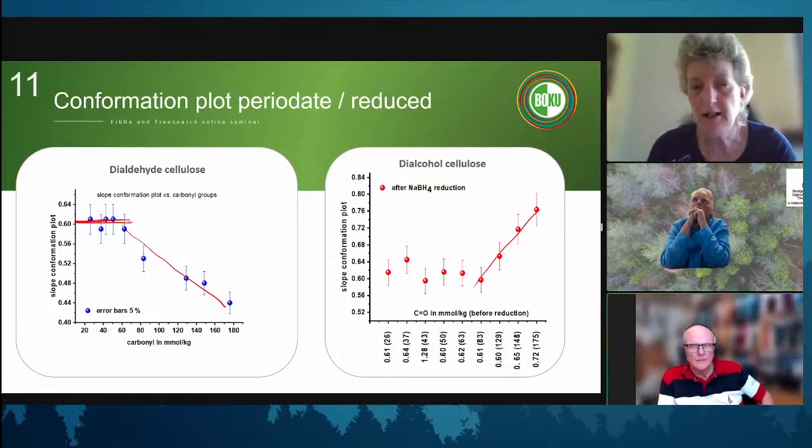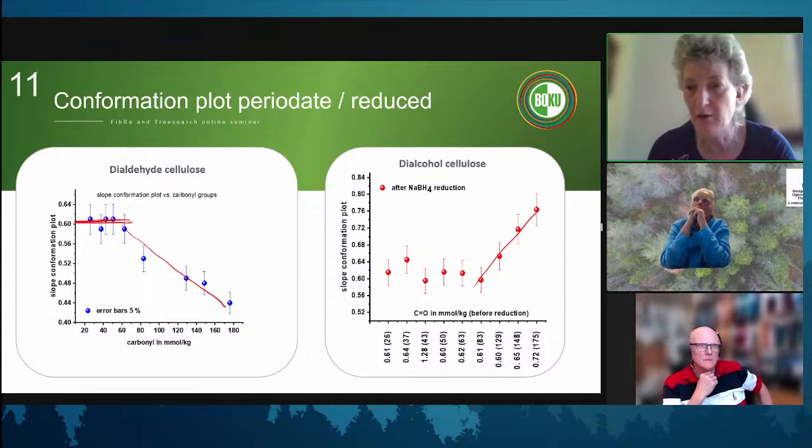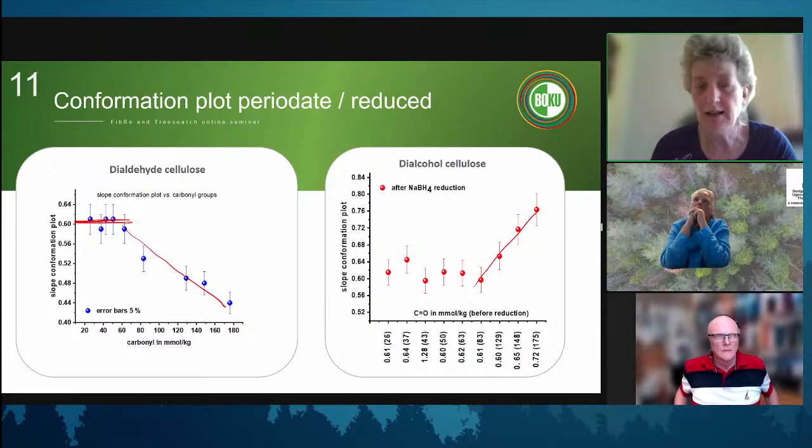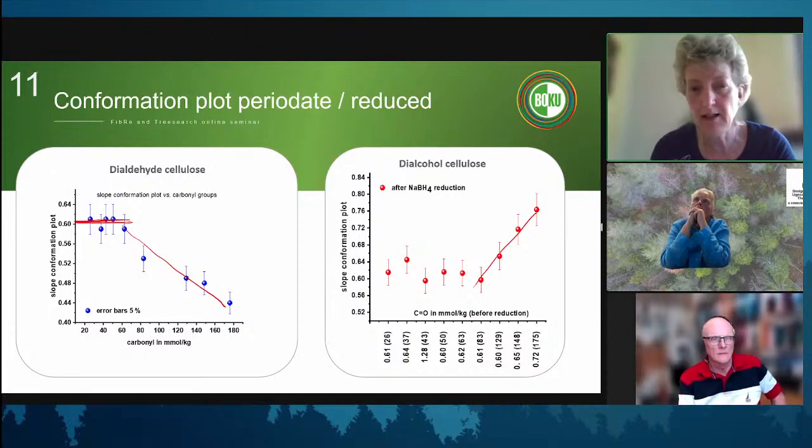One thing you always have to keep in mind is your slope in the conformation plot also changes when you have a very bad state of dissolution. So if you do a very bad solvent exchange, you get something in solution and you get some weird effects also.